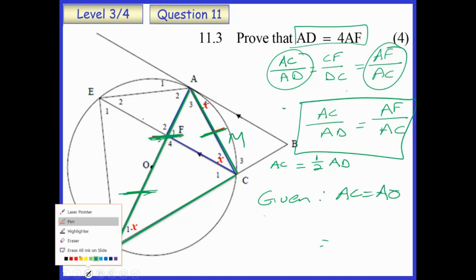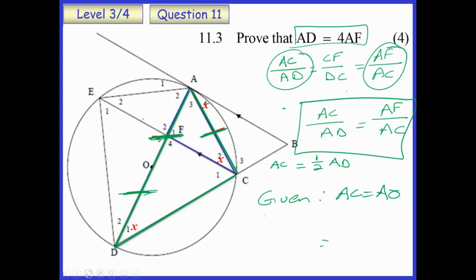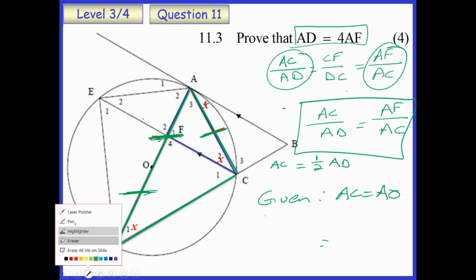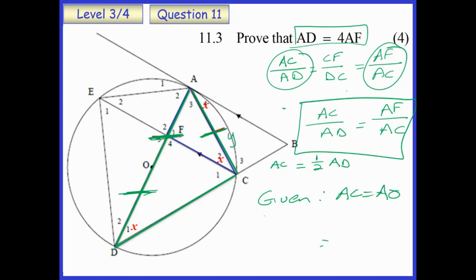Let's use a famous letter called Y. If AC is Y, how long is AO? Y. Oh, okay, I see now. But DO is equal to AO, so that's Y. That means AD is actually 2Y. Therefore, we can say AD is twice AC, or AC is half of AD.